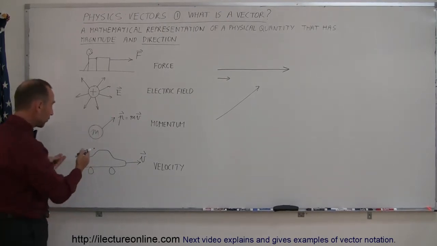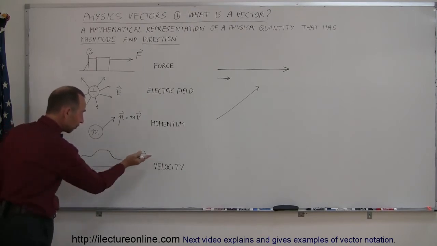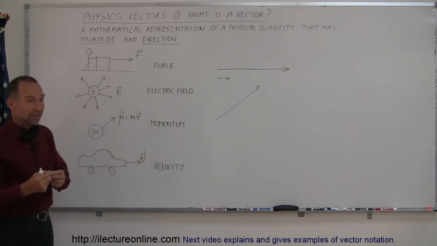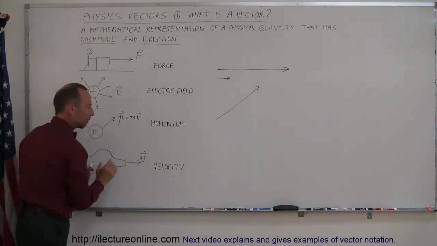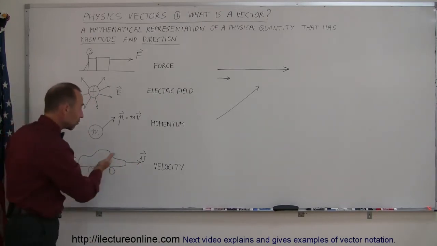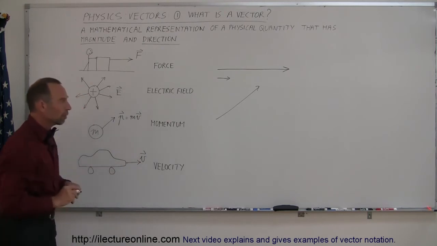Here I drew an example of a car. It's traveling from left to right. It has a velocity, which is like a speed and a direction combined. The length represents how fast the car is moving. The direction shows you the direction of that movement.